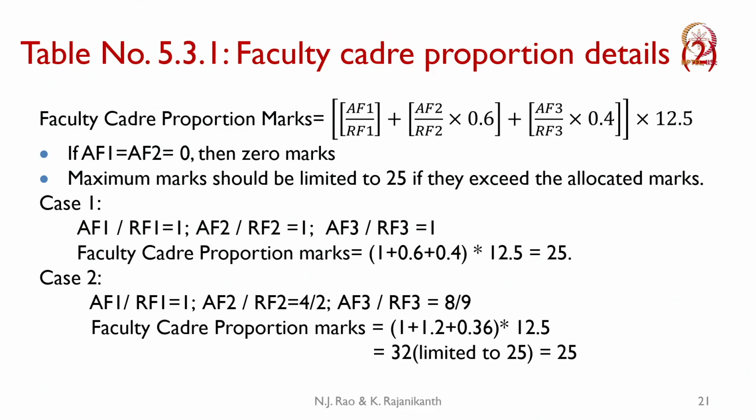Then the maximum marks is limited to 25 if they exceed the allocated marks. If you have more professors and associate professors than required, then it is possible that when that number is calculated, we get a value more than 25. If that happens, it is restricted only to 25. Two examples are given for these two cases.